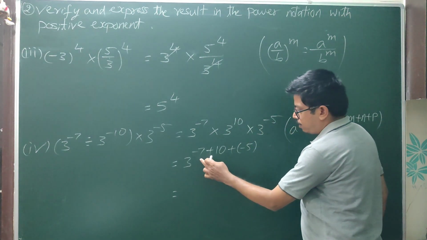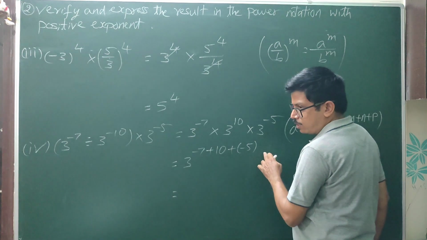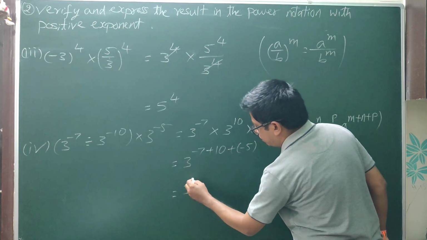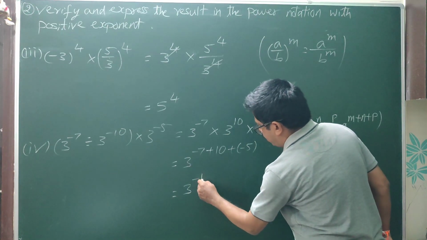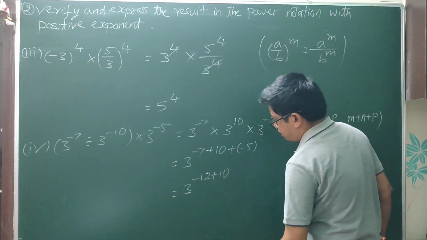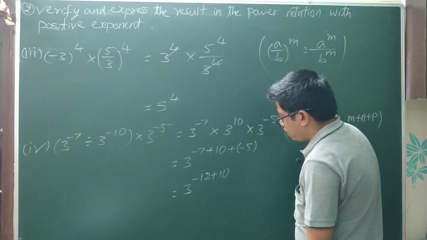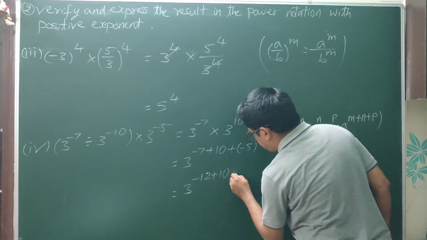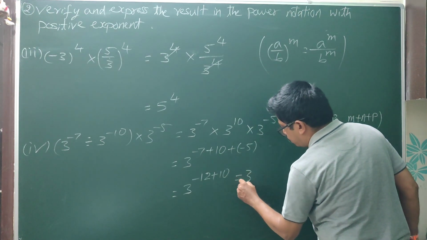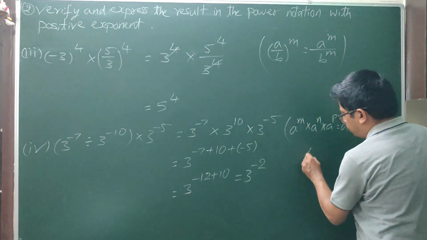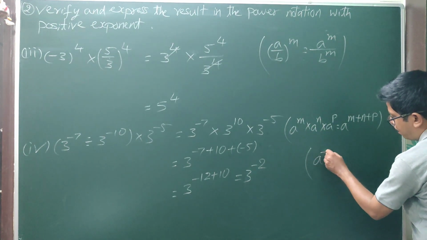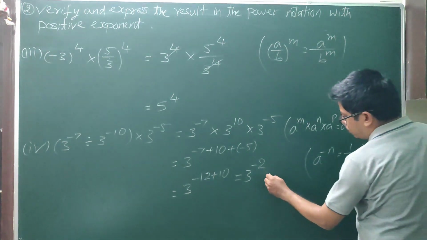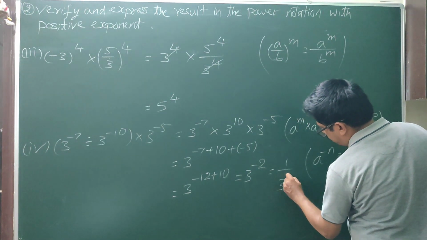Now here minus 7 plus of minus 5, it is minus 12. So 3 power minus 12 plus 10 equal to 3 power minus 2. a power minus n equal to 1 by a power n. So simply 1 by 3 square.